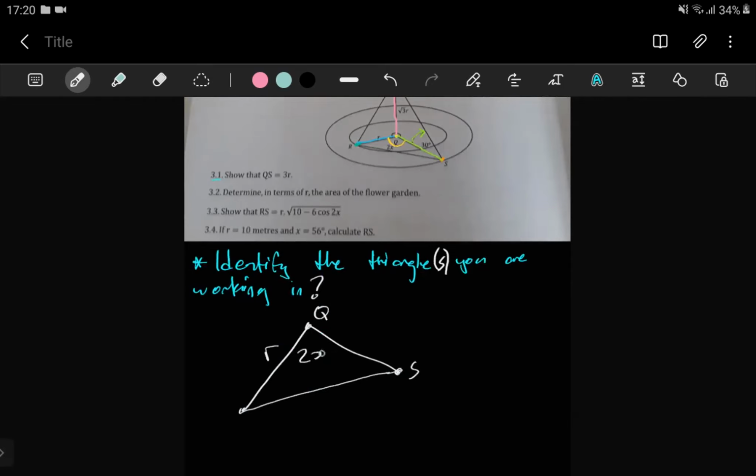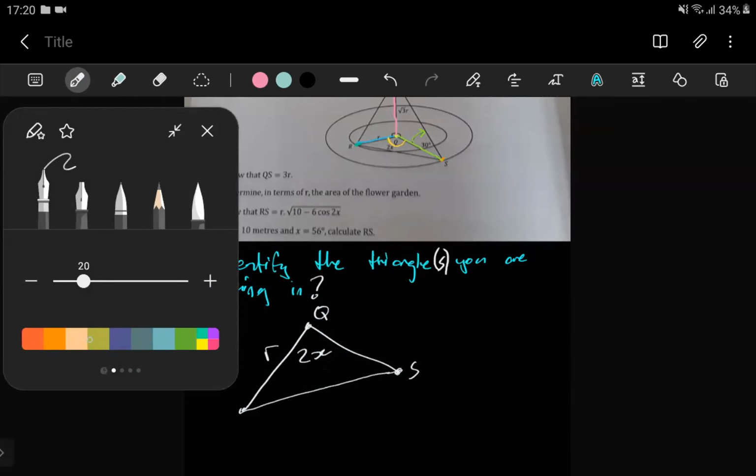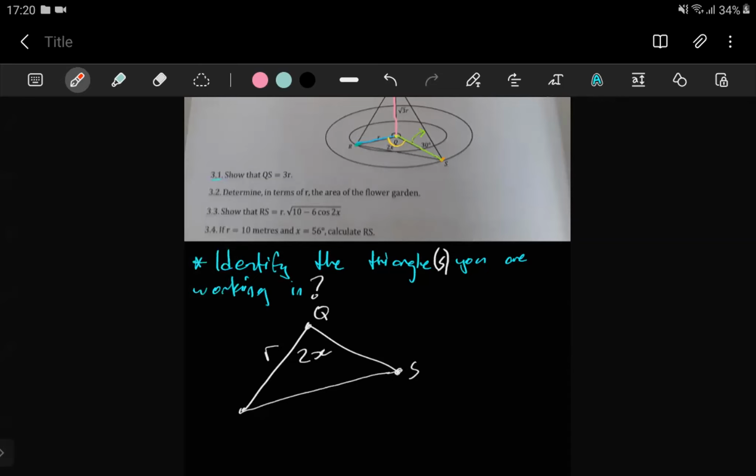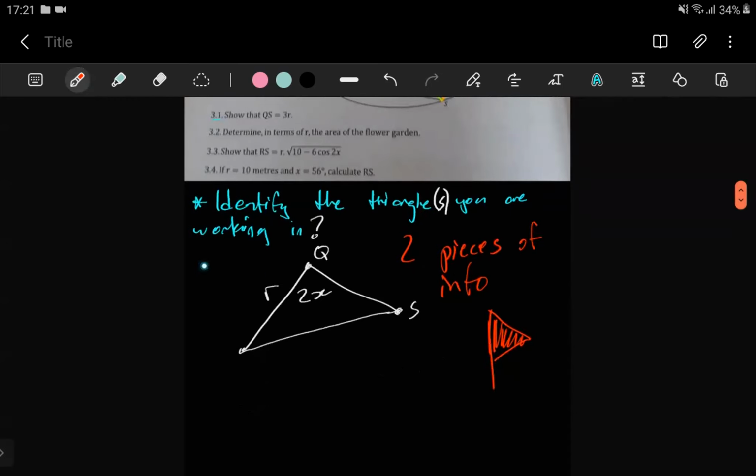So it's only 2 pieces of information. Normally anything with just 2 pieces of information is a red flag. You at least need something with 3 pieces of information. It could be 2 sides and an angle, 2 angles and a side, 3 angles or 3 sides, it doesn't matter, as long as you have at least 3 pieces of information. Because if you have 2, that's a red flag. 2 pieces of info is a red flag. So that's not going to work out, this triangle at the bottom.